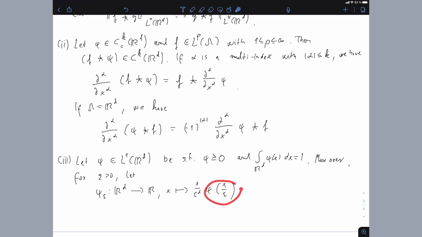So we are concentrating psi at 0 by scaling with 1 over epsilon, and this 1 over epsilon to the d is just the necessary volume change. You can think of it like this. This could be our psi, non-negative, and let's assume that the area here is 1. What this epsilon does is concentrate psi at 0, so it's getting smaller and smaller and higher. And the scale here is such that the mass stays 1.